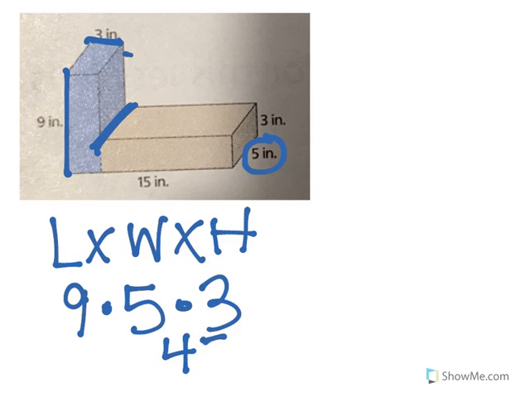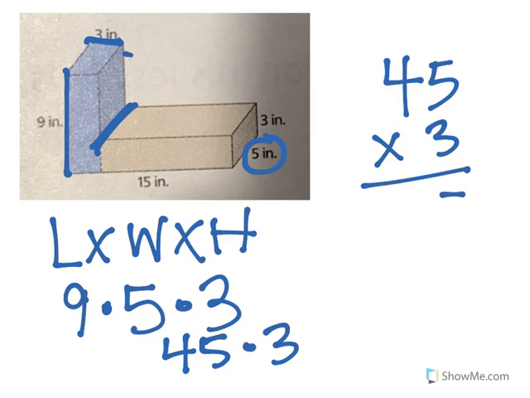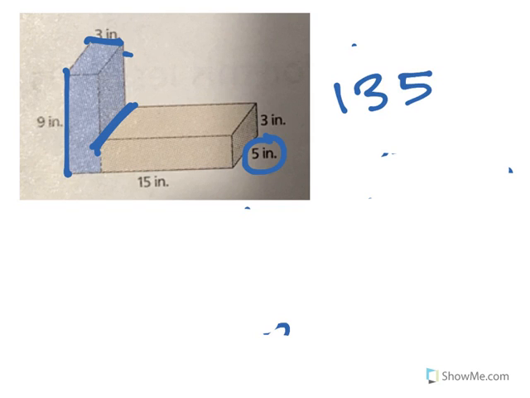9 times 5 is 45, times 3. Again, we have to do multiplication. 45 times 3, 15, 12 plus 1 is 13, 135 cubic inches. And I can write that as, so now I've got one side, and I'm going to write that right over here so I can remember what that answer was. And I'm going to work on the other side.